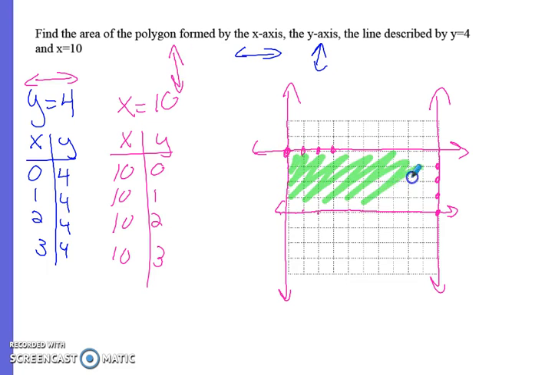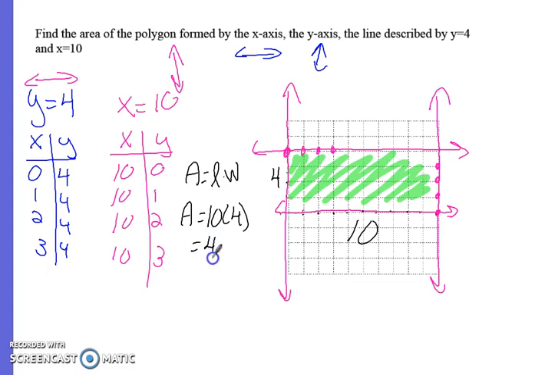Well, look right here. You have a rectangle. So we know we're going to be using the formula that area equals length times width. So let's find our length. 10 by 4. So my area is 10 times 4, which is 40 units squared.